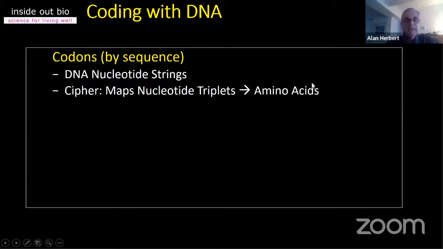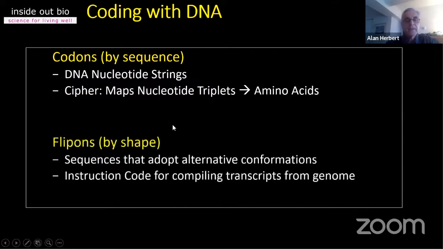What we're going to be talking about today are flip-ons, and rather than the strings of DNA, we're talking about sequences that adopt alternative conformations. I'll give you some examples in just a moment of what an alternative DNA conformation looks like. The way we're currently thinking about it is that this encoding by shape actually provides an instruction code for compiling transcripts from the genome.